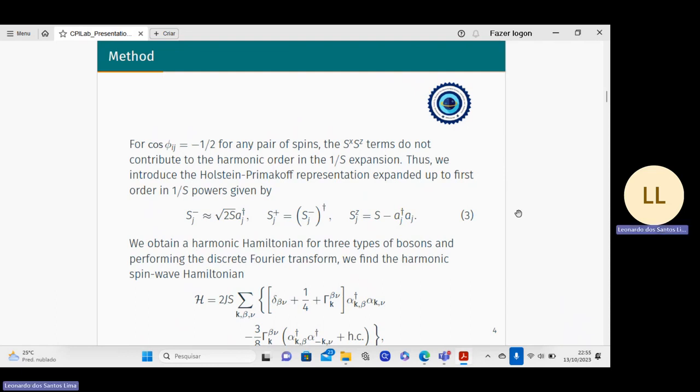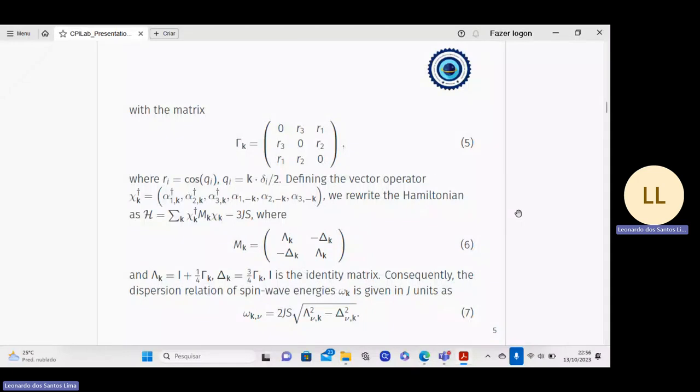We introduce the Holstein-Primakoff representation, expanded up to first order in 1/S, given by this equation. The Hamiltonian is transformed into a harmonic Hamiltonian, where I have three types of bosons. After performing the discrete Fourier transform, we find the harmonic spin wave Hamiltonian. I have gamma is a matrix, and I have the vector operator defined by three different boson operators given by this equation. Besides, I have the M matrix. I have the dispersion relation of spin wave energies given by equation 7.